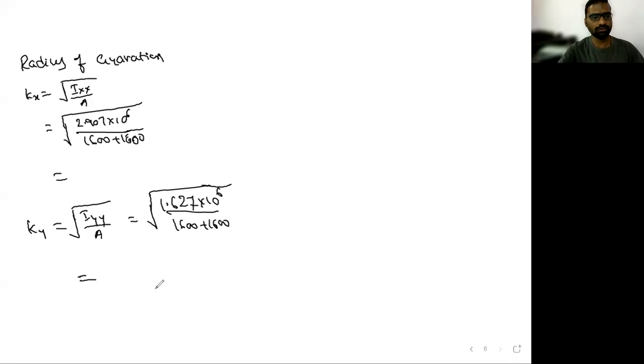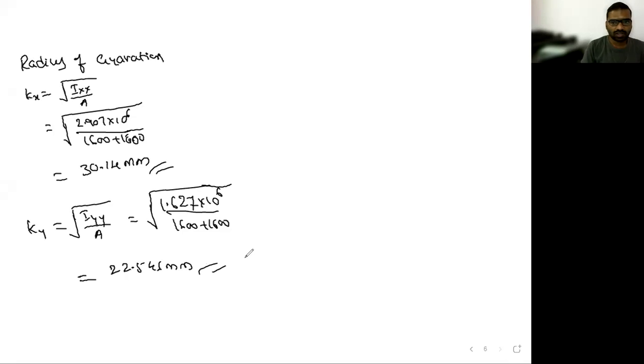You can calculate it. ky comes to 22.546 mm. For the first one, 2.907 into 10 raised to 6 divided by 3200 gives 30.14, so kx is 30.14 mm. So these are the values. Is there any doubt?